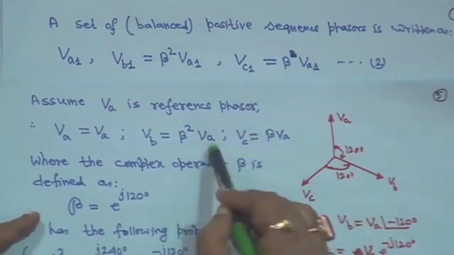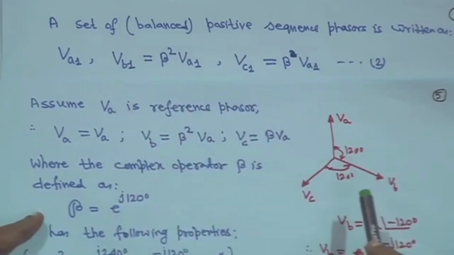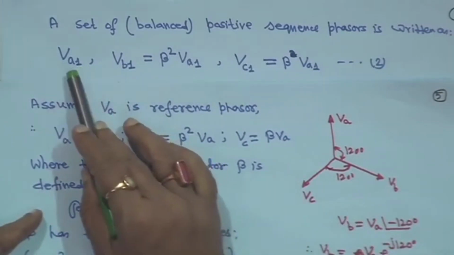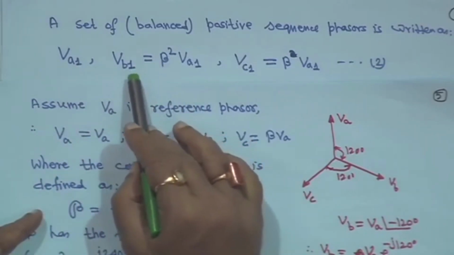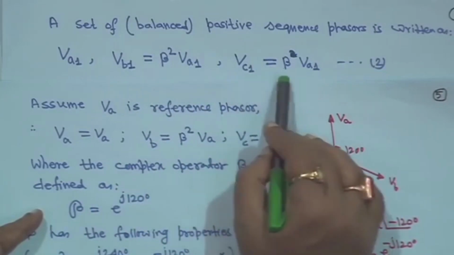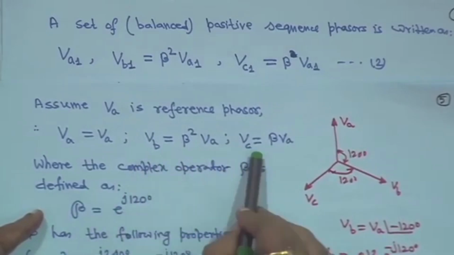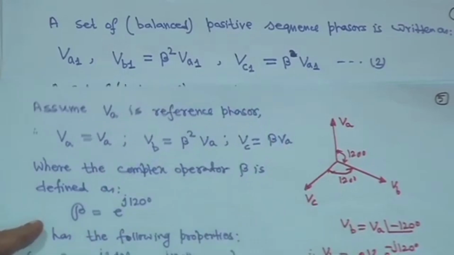Here it is the ABC sequence, with the positive sequence, negative sequence and zero sequence components, and the same thing will come. So, for the positive sequence, Va1 is for phase A, for phase B the positive sequence Vb1 will be beta square Va1, and for phase C the positive sequence Vc1 will be beta Va1. Same equations, only you have to represent Va1, Vb1, Vc1, same philosophy.